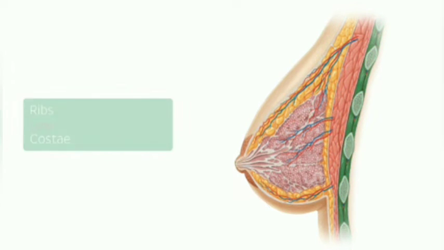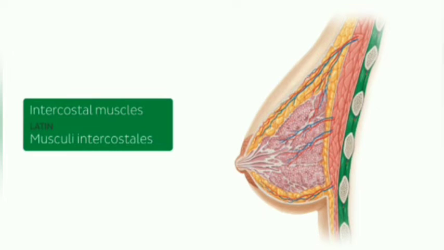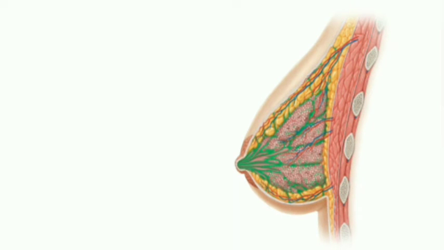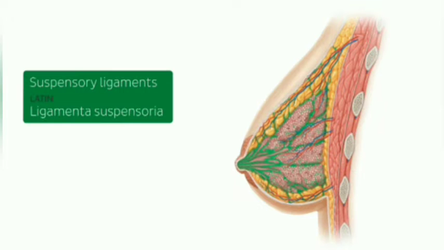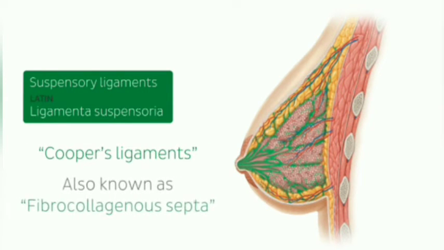Between the ribs we can see the intercostal muscles, which help form the chest wall and are involved in the mechanical aspect of breathing. The breasts are held in their normal shape and structure by suspensory ligaments or Cooper's ligaments. These are also known as fibrocollagenous septa. These ligaments are connective tissues that run through and around the breast tissue, helping the breast to maintain its structural integrity and suspending it from the clavicle. Without these ligaments, the breast tissue would sag under its own weight and lose its normal contour.